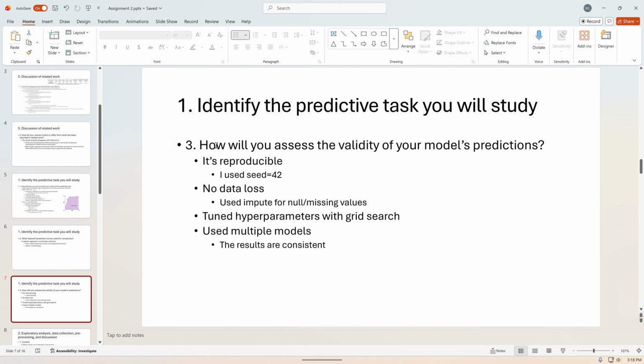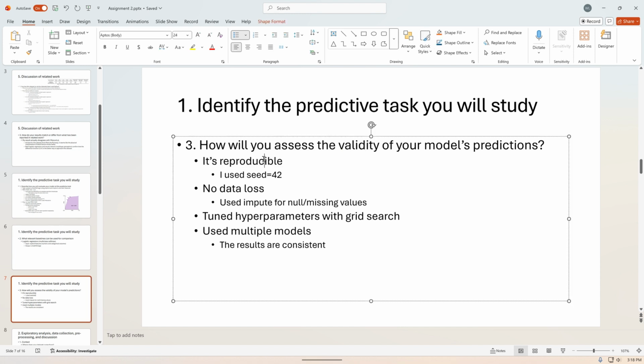And question 3, how will you assess the validity of your model's predictions? So my models are reproducible. I used 42 as the seed, and there was no data loss. I basically imputed all the missing values, and then I tuned the hyperparameters with grid search, and I used multiple models, and the results from all these models were quite consistent. And so that supports the validity of my model's predictions, I hope.